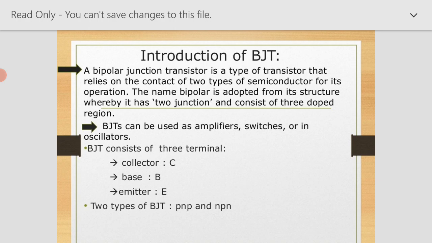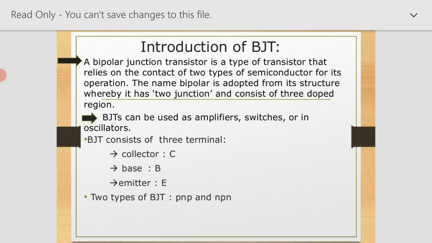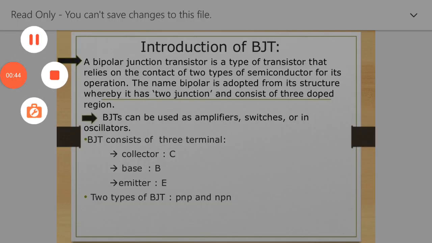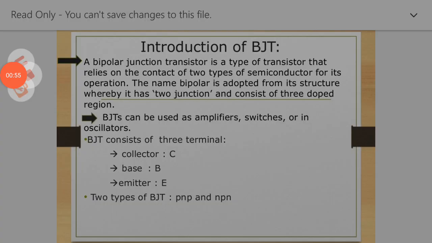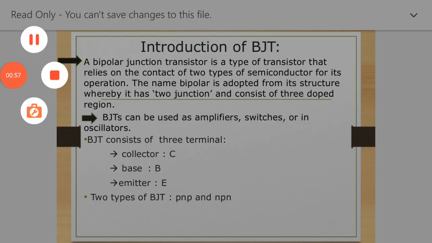The bipolar junction transistor is a type of transistor that relies on the contact of two types of semiconductor for its operation. The name bipolar is adopted from its structure, whereby it has two junctions and consists of three doped regions. BJT can be used as an amplifier, switch or in oscillators. BJT consists of three terminals: collector, base and emitter. There are two types of BJT, that is NPN transistor and PNP transistor.